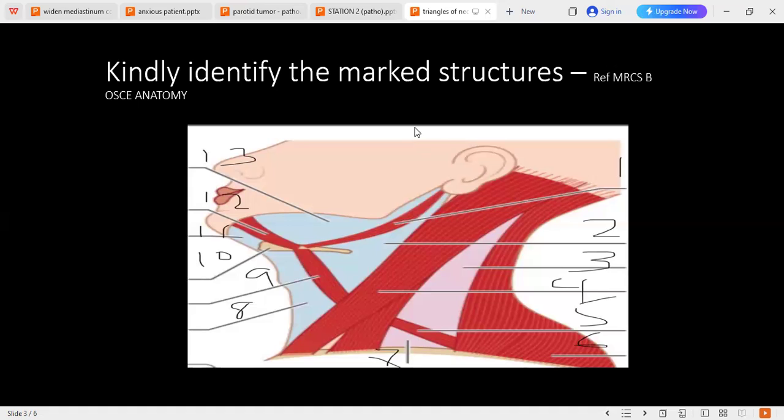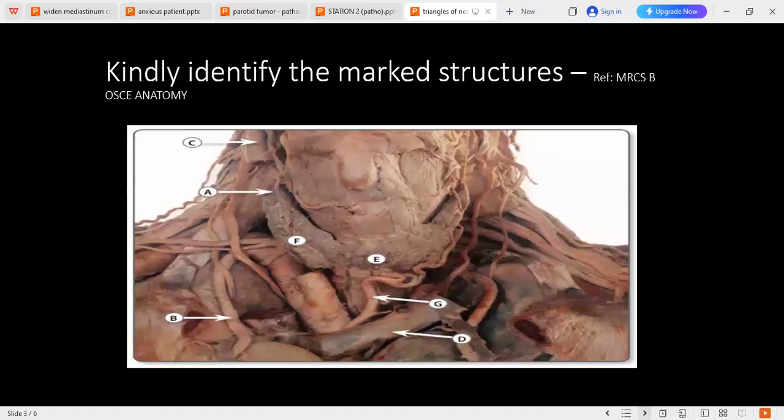The posterior triangle is further divided into how many triangles and what are they called? I'll come back to you. It doesn't matter. All right.